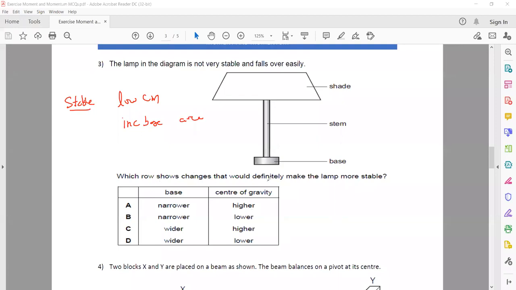So which row changes would definitely make the lamp more stable? The base should be wider. We should increase the base area and the center of gravity should be lower. So D will be the right answer. We should have more mass at the bottom. So the base will be bigger and the center of the mass should be lower so that it will be more stable, so that it will not topple easily.